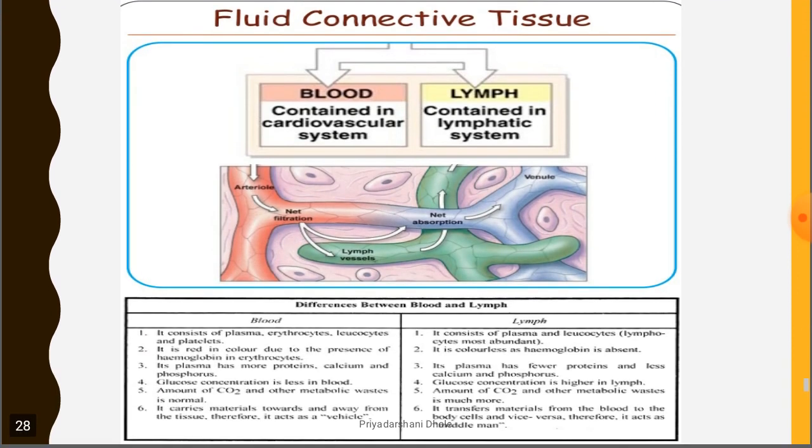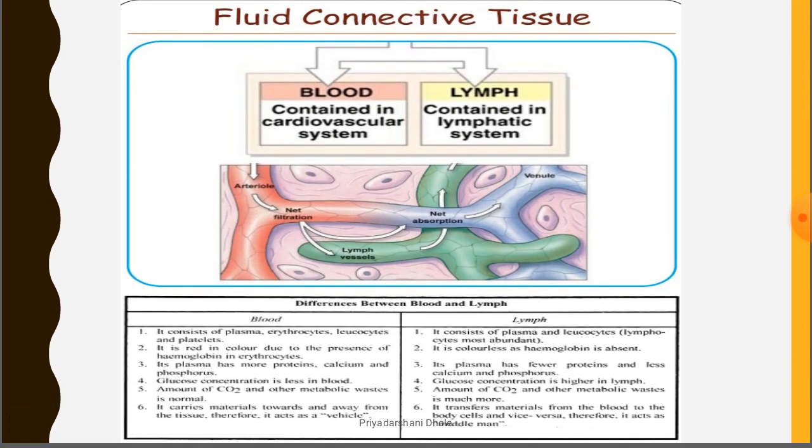After that, there is fluid connective tissue. It has two parts: blood and lymph. Blood is contained in the cardiovascular system, and lymph is contained in the lymphatic system.